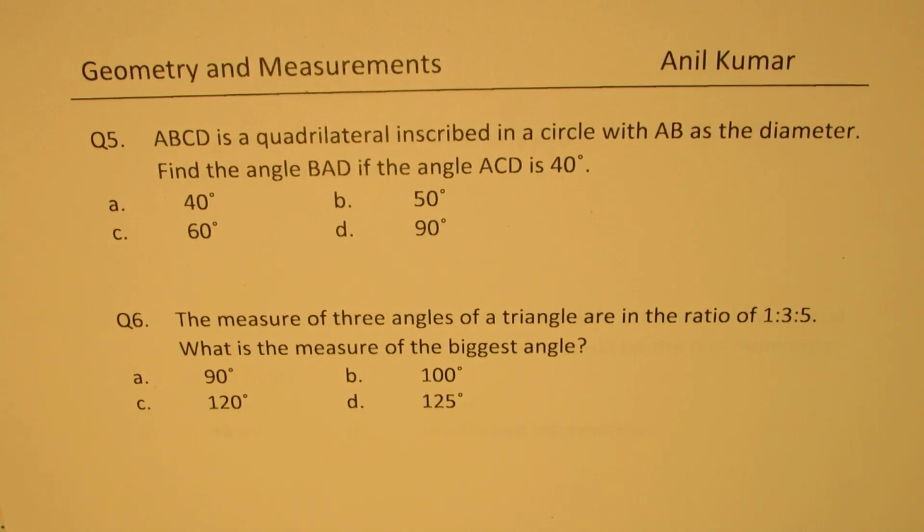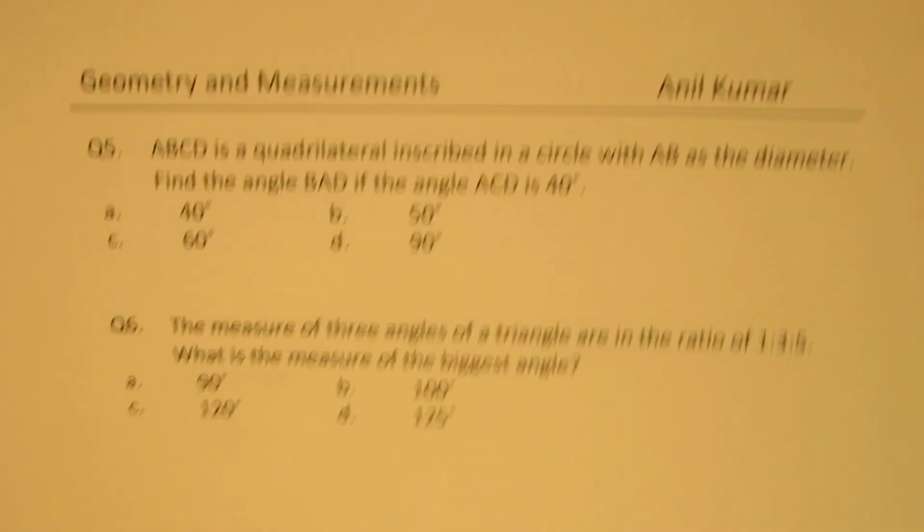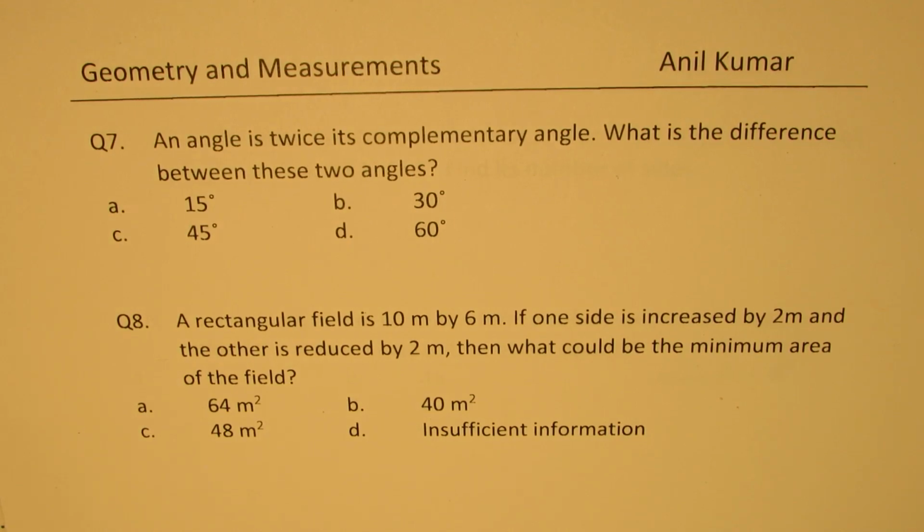Question number 5. ABCD is a quadrilateral inscribed in a circle with AB as the diameter. Find the angle BAD if the angle ACD is 40 degrees. Question 6. The measure of three angles of a triangle are in the ratio of 1:3:5. What is the measure of the biggest angle? Question number 7. An angle is twice its complementary angle. What is the difference between these two angles?